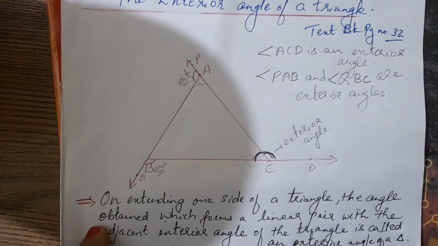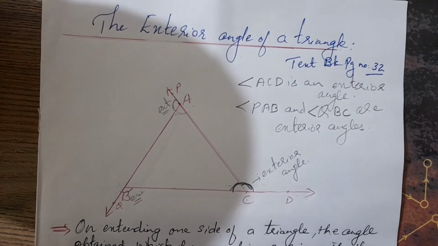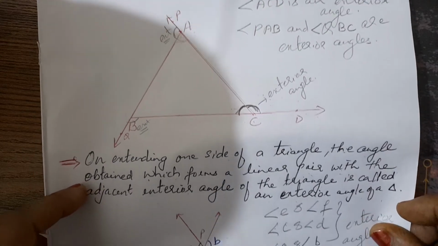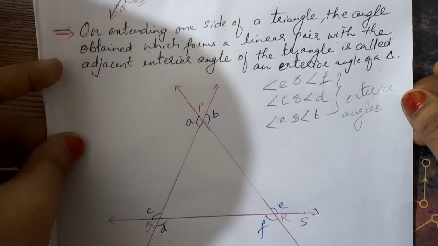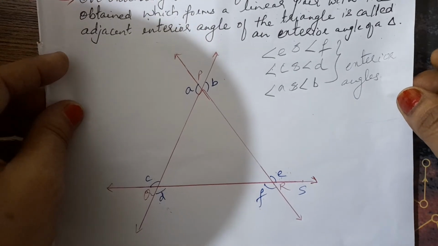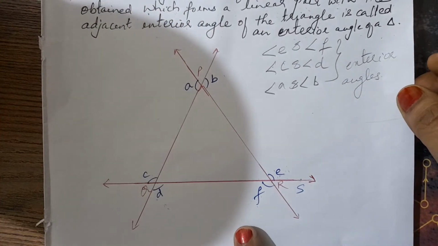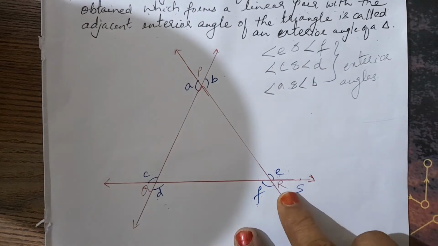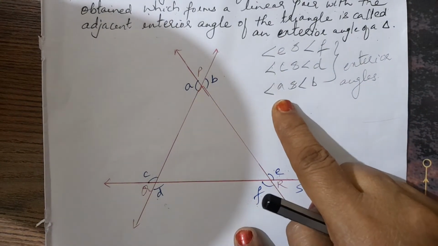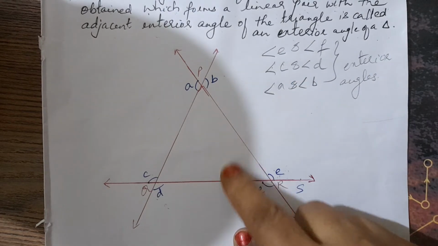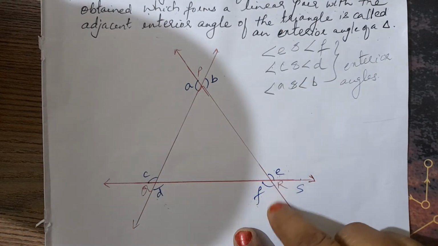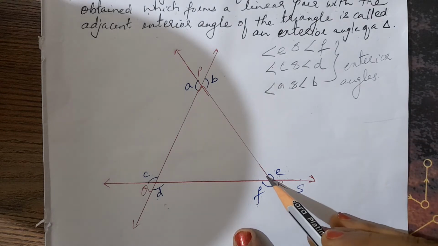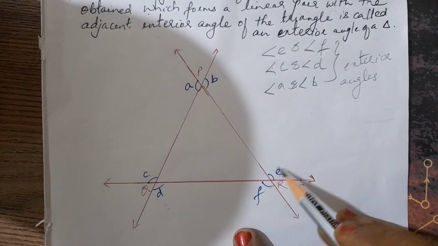So this way I am just sharing the page with you so that you can write it down. Here we have seen that in this figure, all the six exterior angles are shown by letters A, B, C, D, E, F. These are six exterior angles. That means at every vertex we are getting two exterior angles.